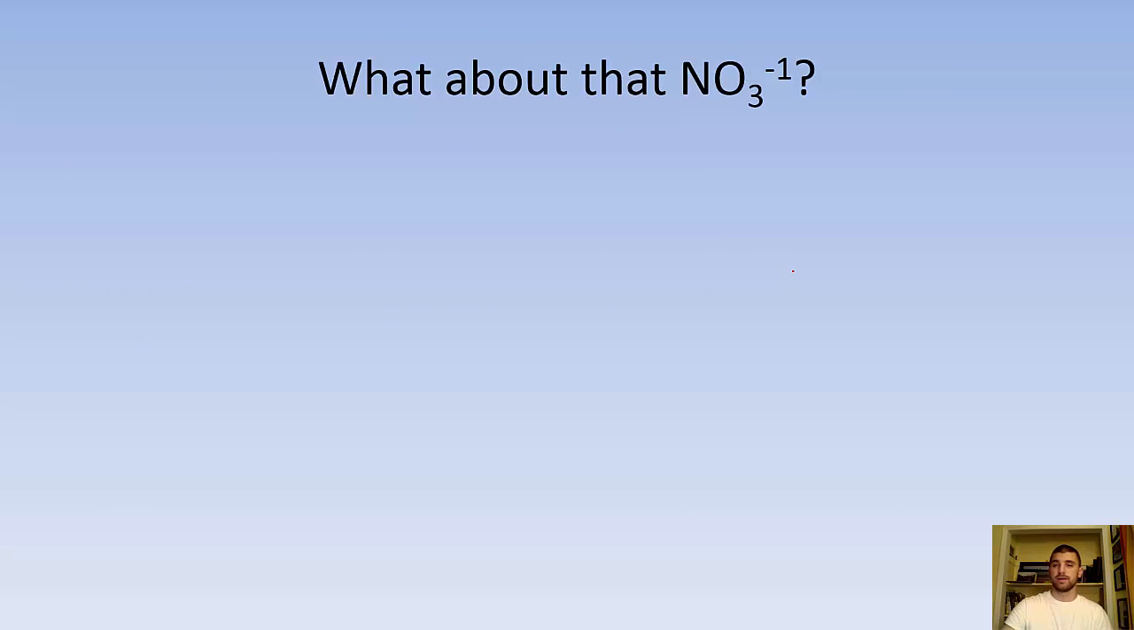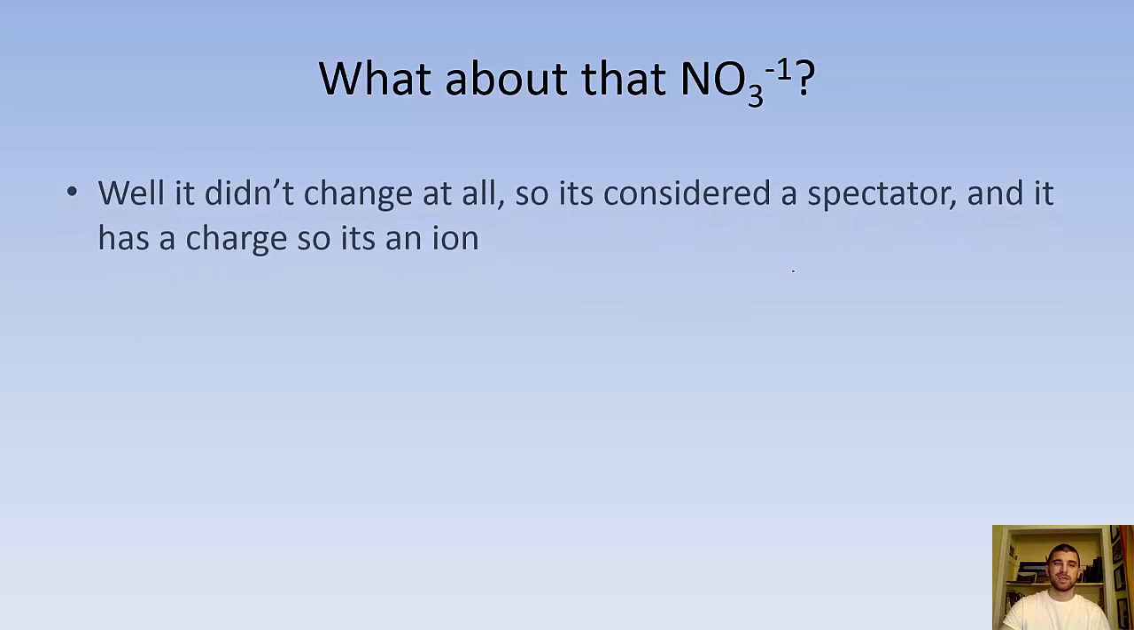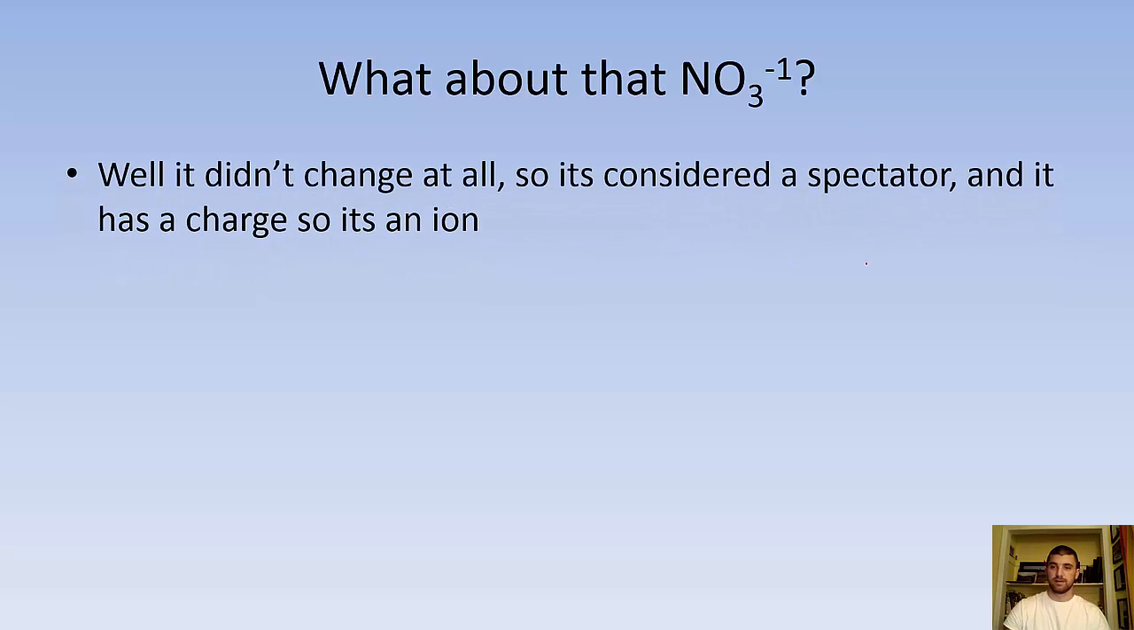So what about that NO3? The NO3 didn't really do anything, so it's considered a spectator ion. Think about the word spectator. It means you're just watching. What's the NO3 doing? It's not reacting. It's just watching those things exchange electrons, and it's not doing anything itself. So we call it a spectator ion.